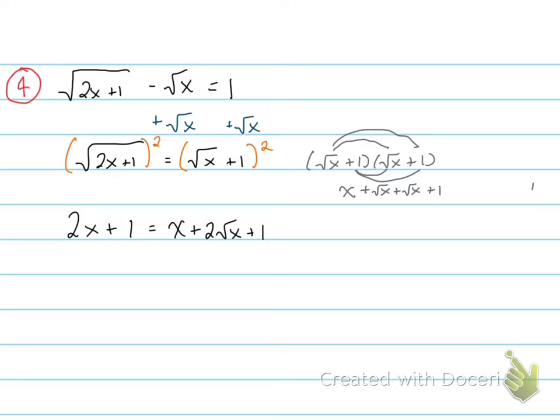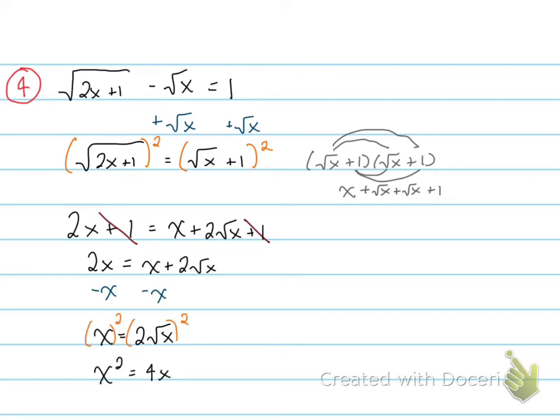Now here, I can see I still have a radical, but this is going to be a little bit easier to work with. I'm going to cancel out those 1's on both sides. I'm going to combine my x's. And now again, I still have a radical, so I'm going to do that same process again. I have a square root, so the opposite here is going to be to square both sides. I have x squared equals 4x.